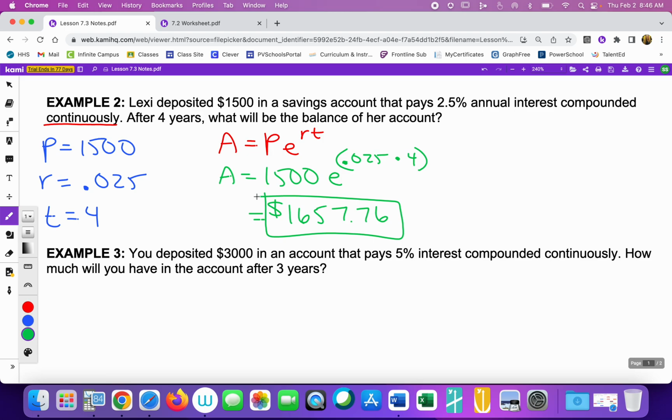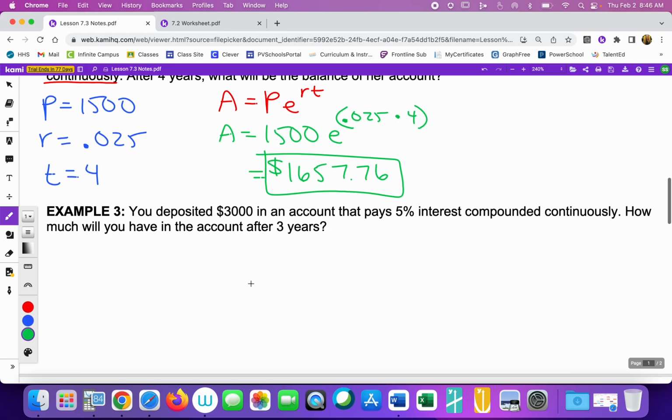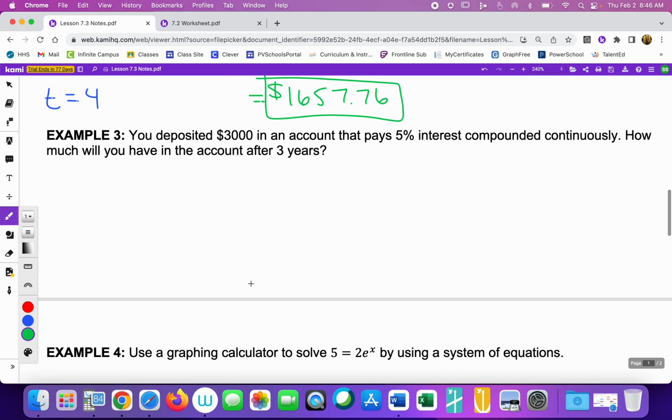Questions? Okay. I want you guys to try this one. Let's see how we do. Okay. Everybody else is second catch up. You should be trying this on your own.